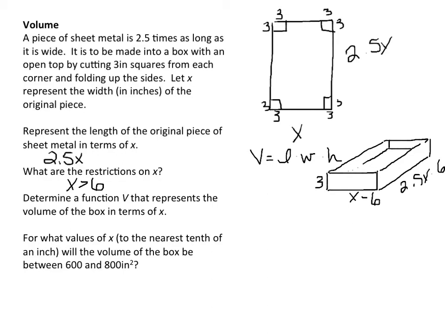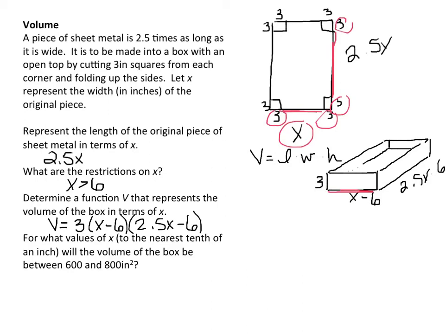So what I did was I said this distance is here. So I had to take all of x and remove 3 from each side. Same thing here. 2.5x minus 3 minus 3. So now if I need volume, my height is 3 times x minus 6 times 2.5x minus 6. So for what values of x will the volume of the box be between 600 and 800 square inches? For that, we will look at a graph.